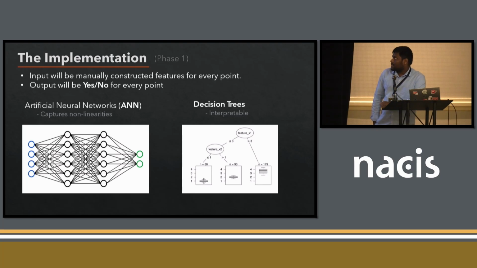So we implemented two kinds of machine learning models. One is the standard vanilla artificial neural network, and the other one is decision trees, which we plan to use as a baseline, where decision trees are interpretable because we can understand the rules on how it is looking at the data and trying to classify. Our hope in using artificial neural networks is to capture the nonlinearities in the entire huge chunk of data. The input will be all the features that we have constructed, and the output will be basically a yes or no for each lat long.